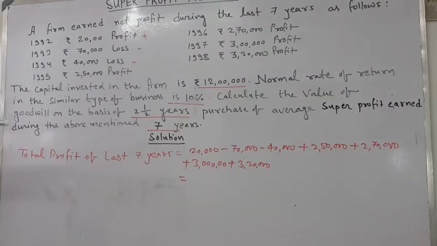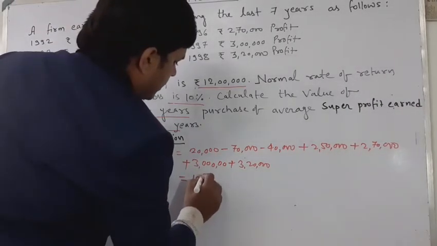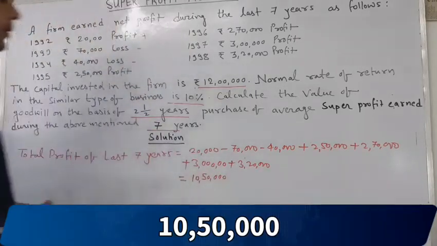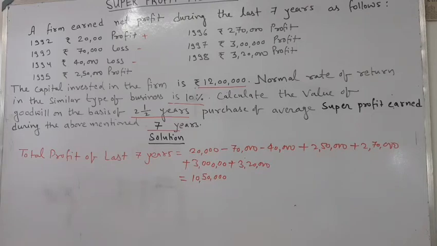First 20,000, please understand. Total profit of last 7 years: 20,000 minus 70,000 minus 40,000 plus 2,50,000 plus 2,70,000 plus 3 lakh plus 3,20,000. It comes to 10,50,000. Clear? This 10,50,000 is the total profit of 7 years.